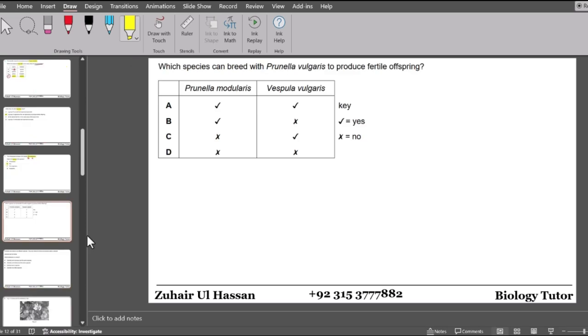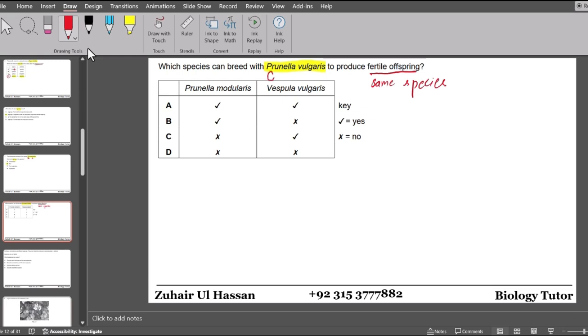The next question is which species can breed with the scientific name given to produce fertile offspring. We have studied that fertile offspring can be produced by reproduction between two organisms of the same species. In this case, we are given the scientific name, not the common name of that organism, so we have to look for the species name of the binomial name we are given.